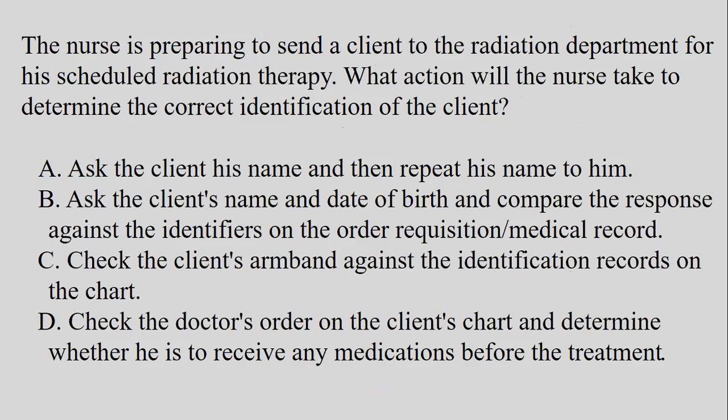A, ask the client his name and then repeat his name to him. B, ask the client's name and date of birth and compare the response against the identifiers on the order requisition or medical record. C, check the client's armband against the identification records on the chart. And D, check the doctor's order on the client's chart and determine whether he is to receive any medications before the treatment. I'm gonna go with the response against identifier. Is it B?